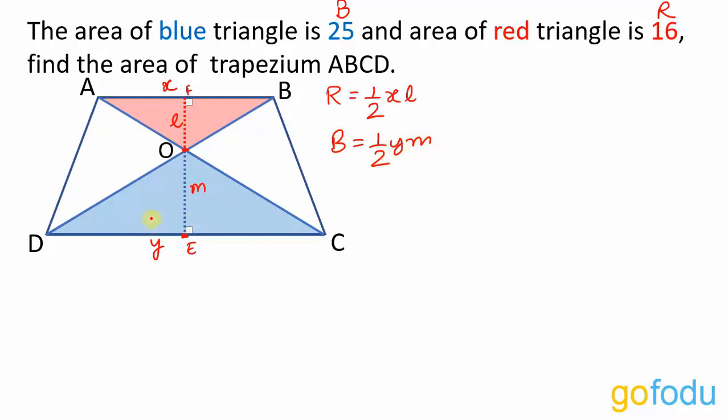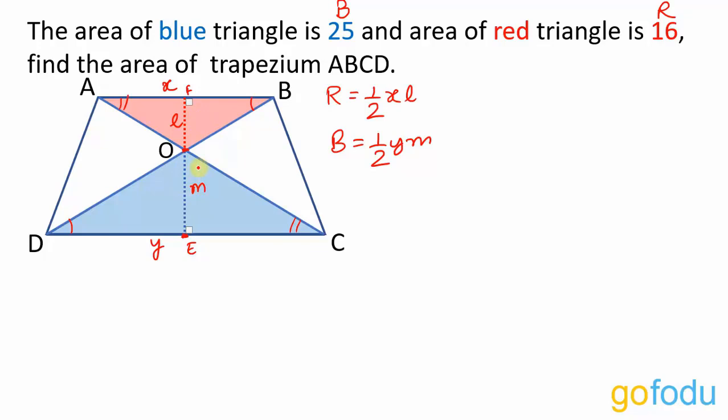Now these two triangles, the red triangle and the blue triangle, are similar. Why? Because AB is parallel to CD. So this angle and this angle are alternate interior angles, and this angle will also be equal, alternate interior angle, and AOB and DOC are equal because they are vertically opposite angles. So all angles are equal, and these triangles are similar.